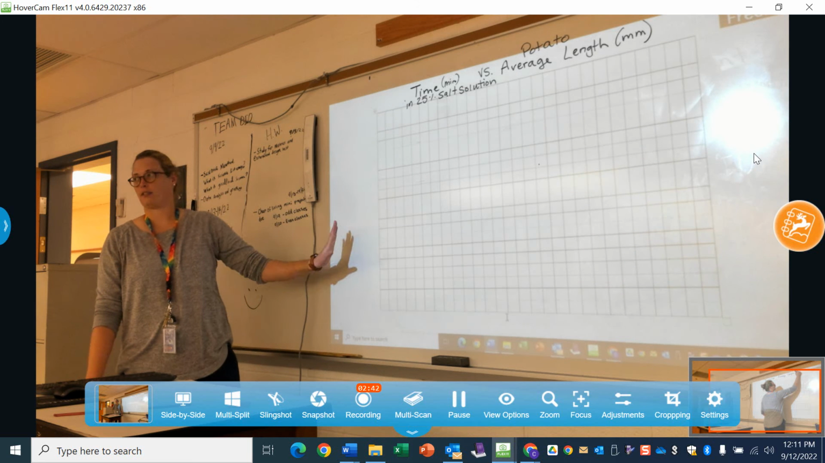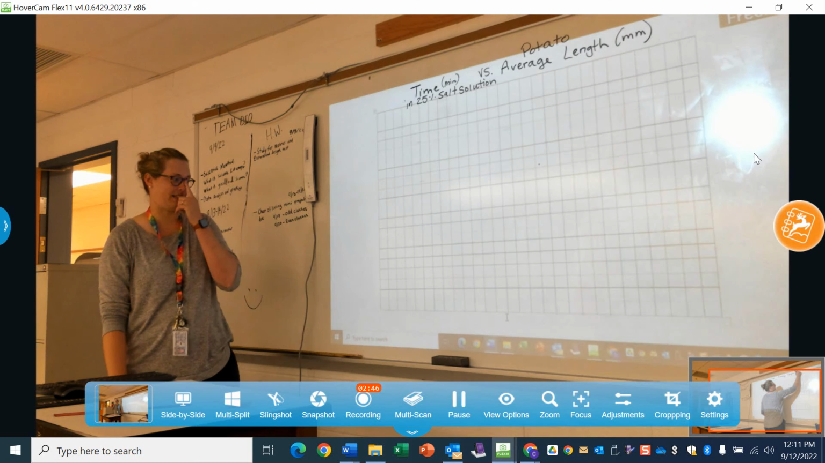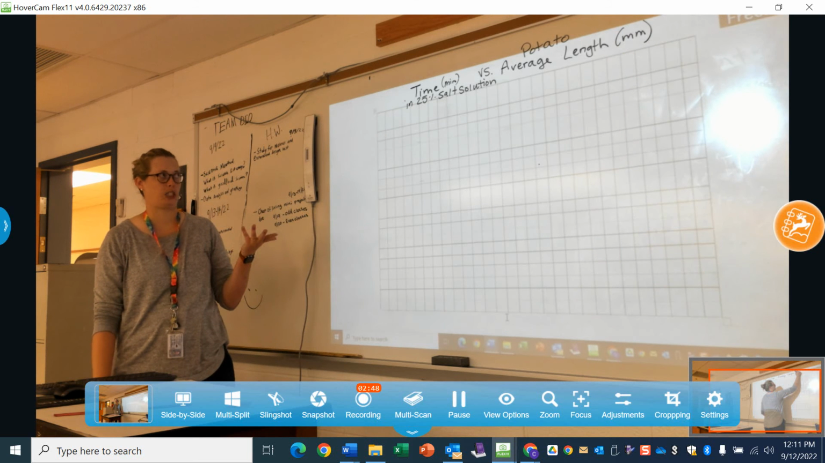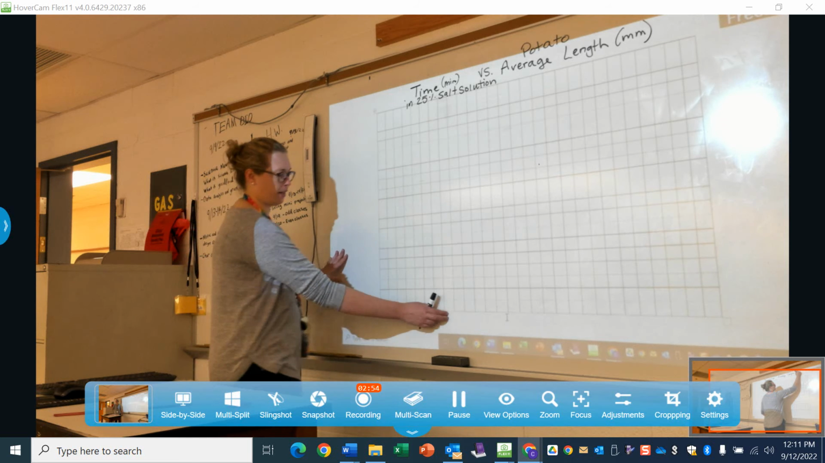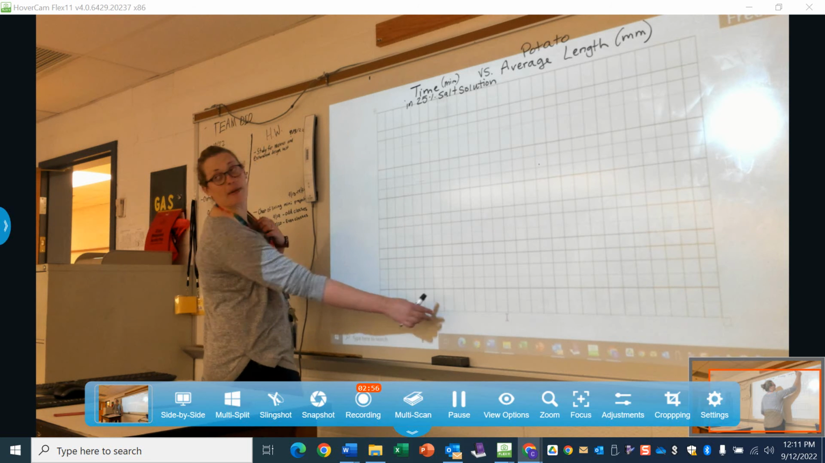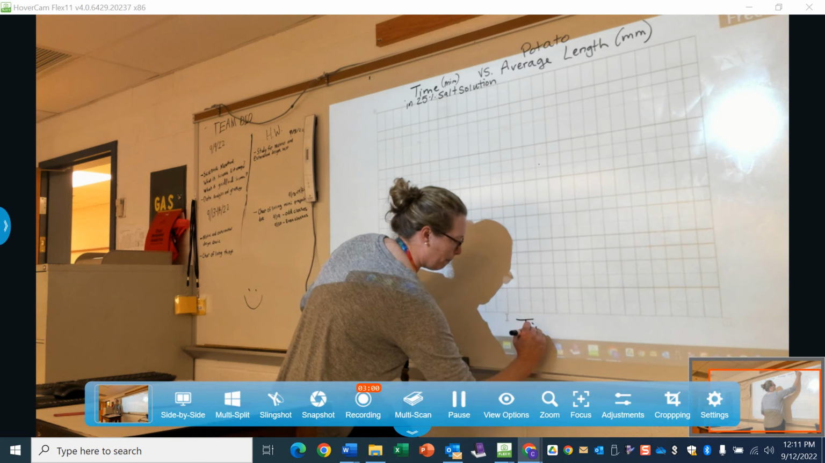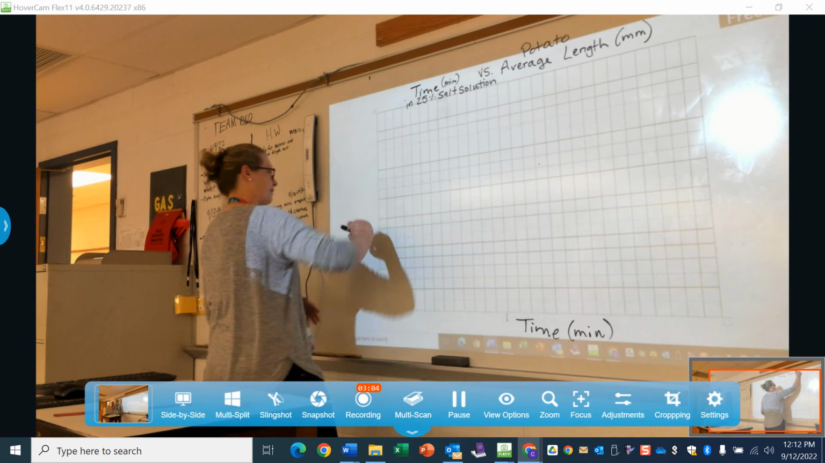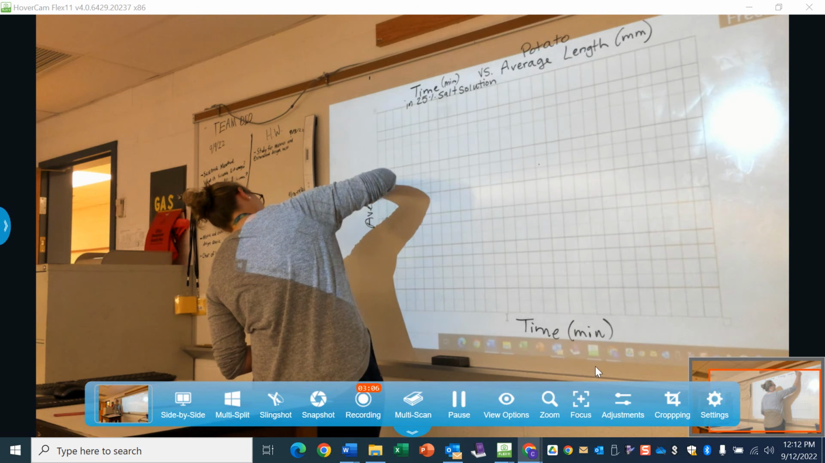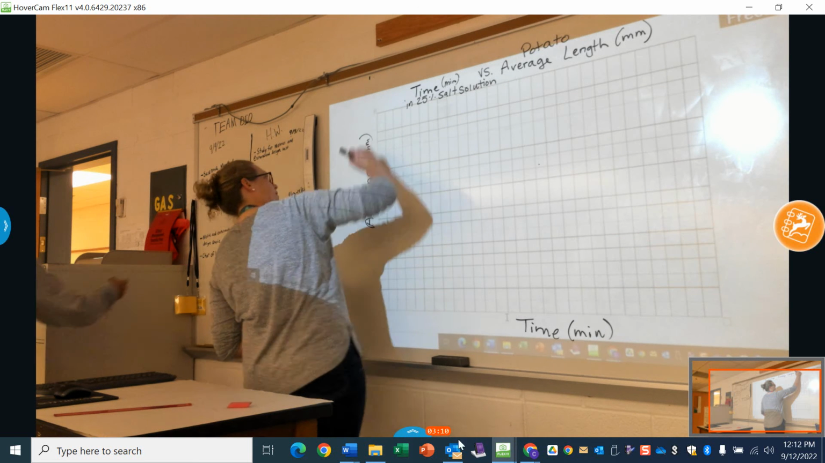What's next? X and Y axes. How do I decide which one's which? Which one's the independent variable? Where does the independent go? The bottom. So your independent variable should always be on the bottom. What's our independent variable? Time, in minutes. Which means average length goes on this side, and it's in millimeters. Nice.